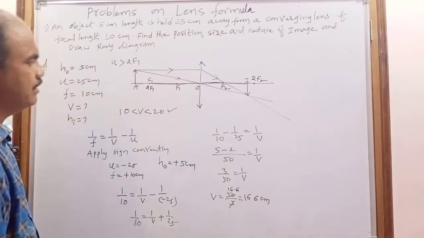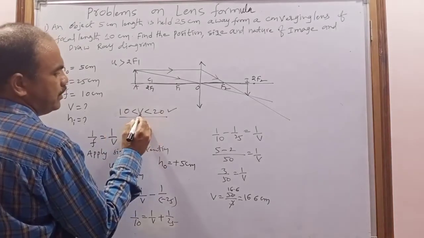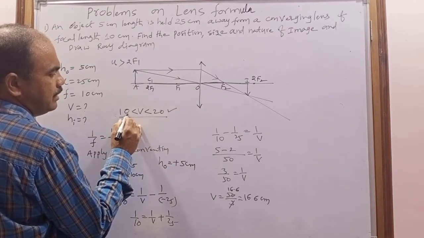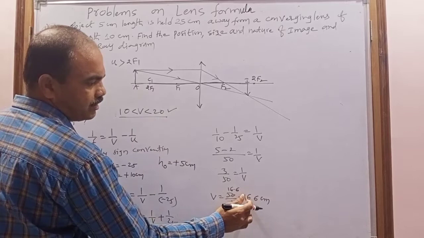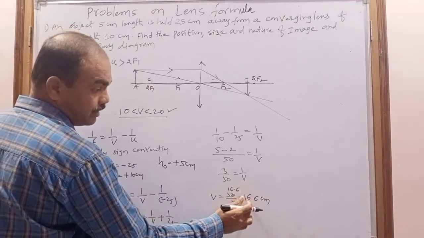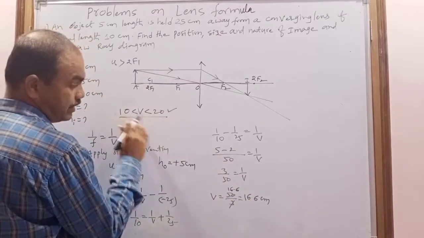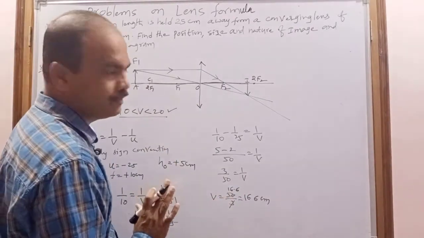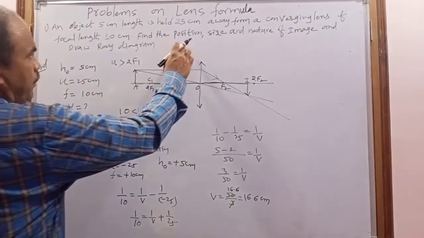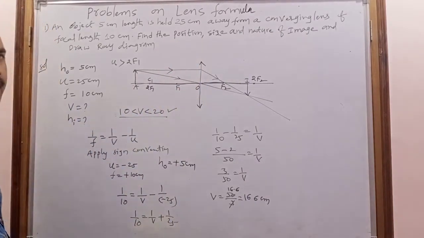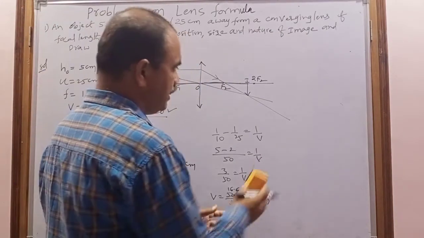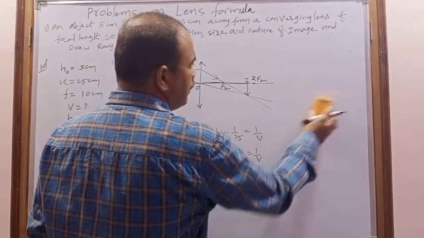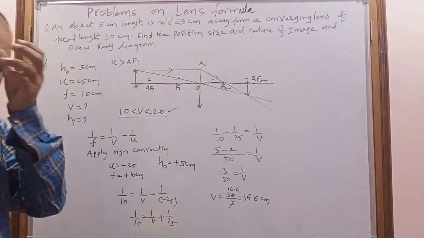So now check with the assumed value. What you assumed, the v will be greater than 10 and less than 20. Sorry, this is greater than 10 and less than 20. Okay, you got the correct answer. Then next, you found the position and you have to find the size. So to find the size, first you have to find the magnification.